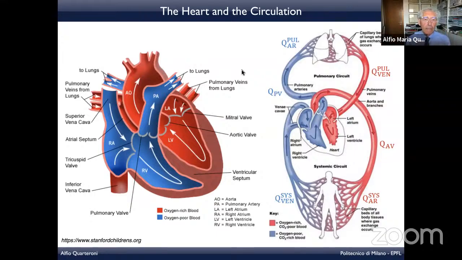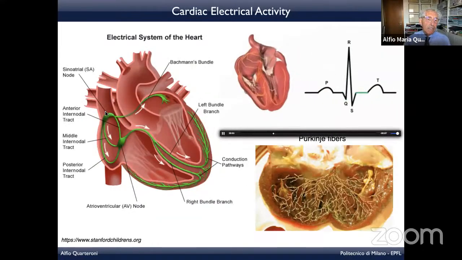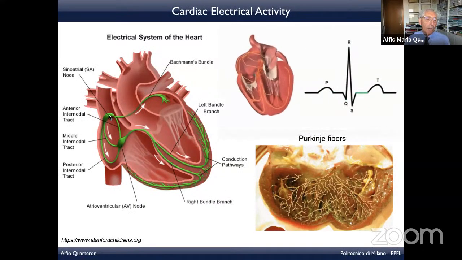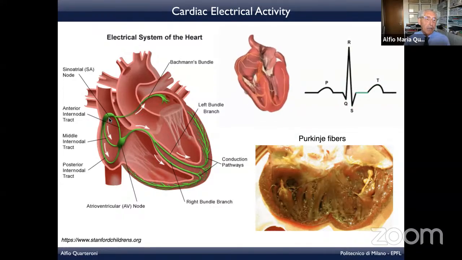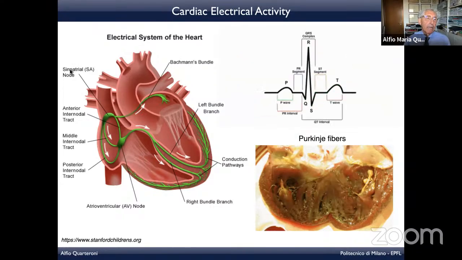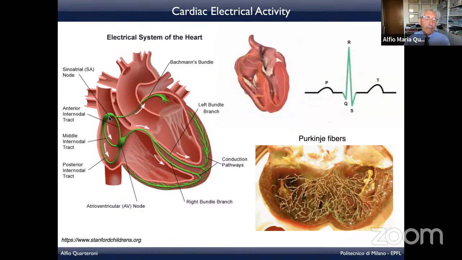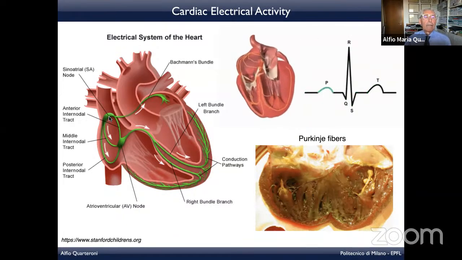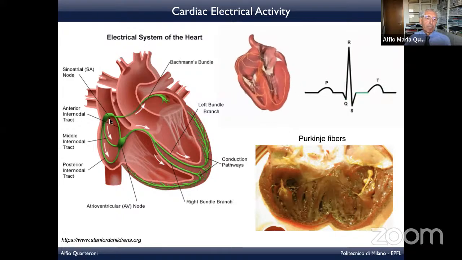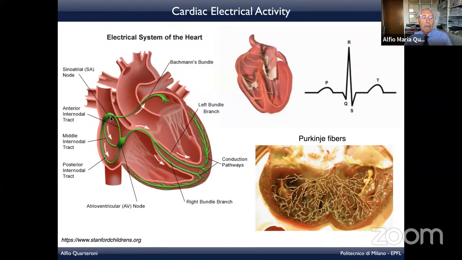This is very quickly the way the heart functions as a pump, as a mechanical pump. But how is it activated? Where does this pump take the energy? Well, the origin is the activation of this very point, which is called the sinoatrial node. It is in the upper part of the right atrium, and there is a spark of electricity that takes place from here.